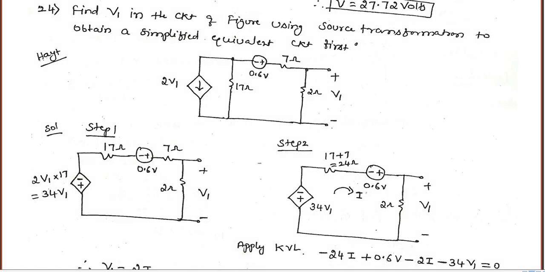More problems from the William White textbook. Find V1 in the circuit shown using the source transformation technique and obtain the simplified equivalent circuit. It is a dependent source problem. Okay, it is a current source.